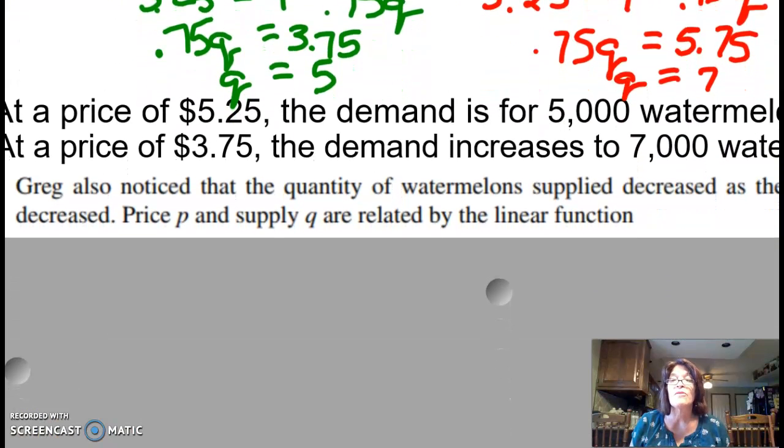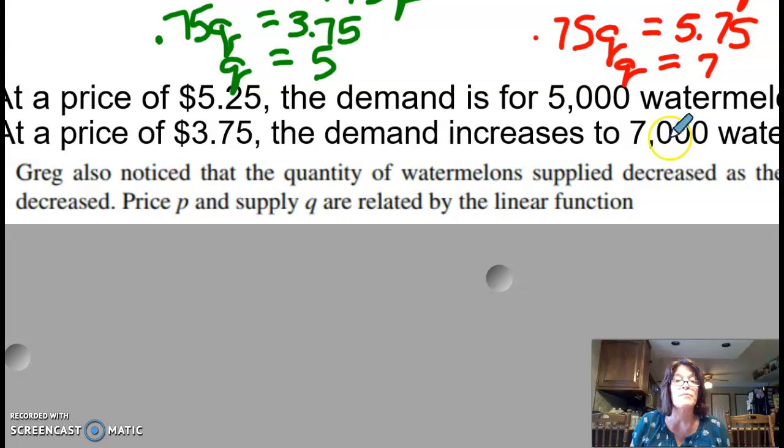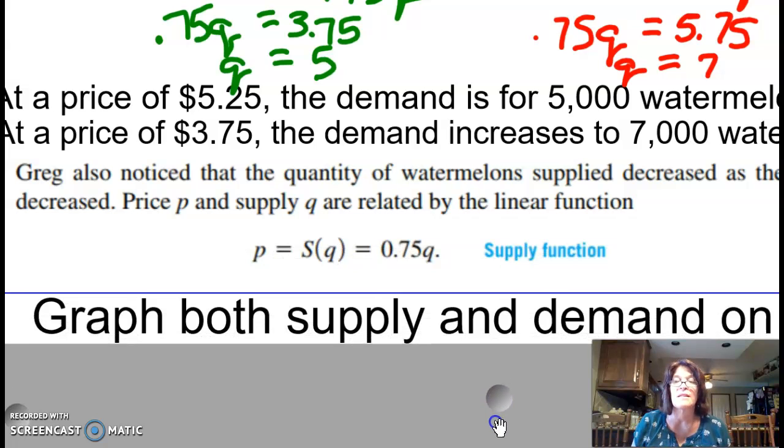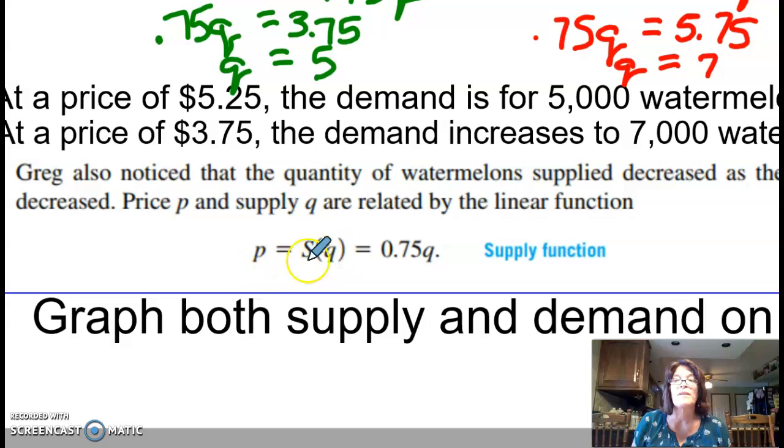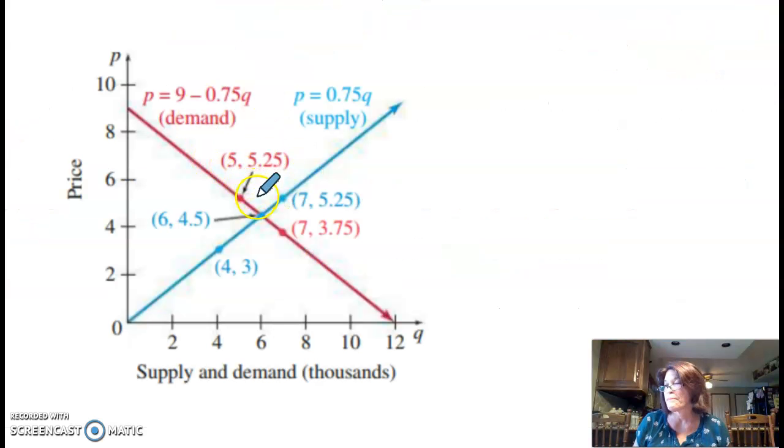Greg also noticed that the quantity of watermelons supplied decreased as the price decreased. Doesn't that make sense? Because they're gobbling them up, right? So the supply is going down. It looks like that equation is just 0.75 Q. So we're going to graph both of those equations on the same axis.